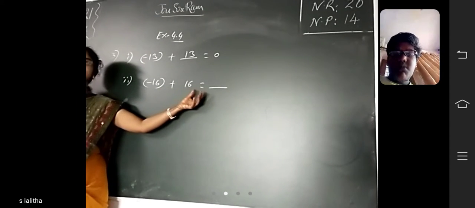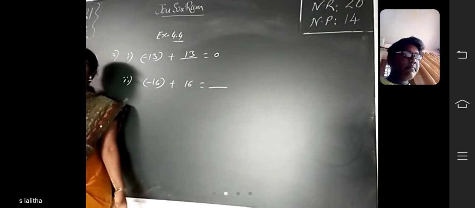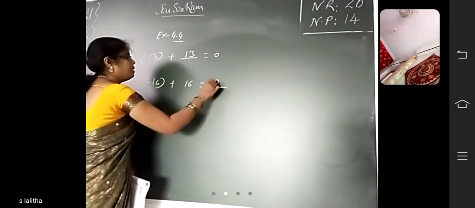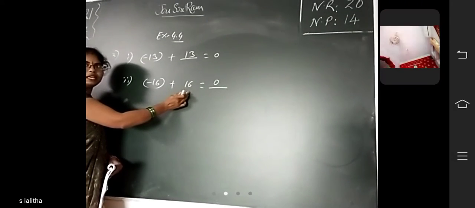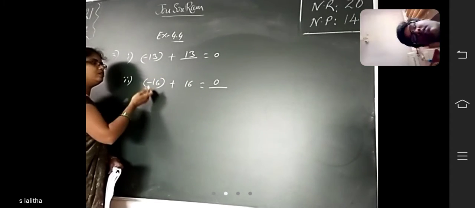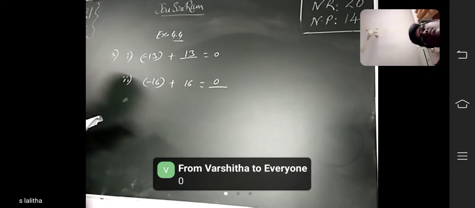Minus 16 plus 16. What is the answer? 0. Okay. So minus 16 is the additive inverse of plus 16, and plus 16 is the additive inverse of minus 16.